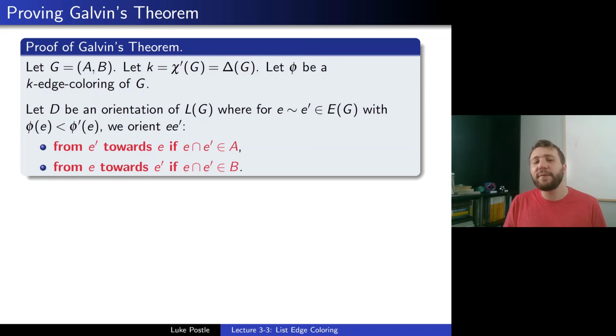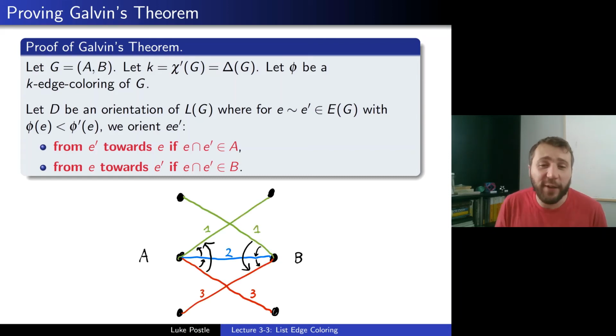Well, let's assume that the color of E is strictly less than the color of E prime, phi of E prime. What kind of orientation? Well, we'll direct it from E prime towards E if E intersect E prime is in A, and from E towards E prime if E intersect E prime is in B.